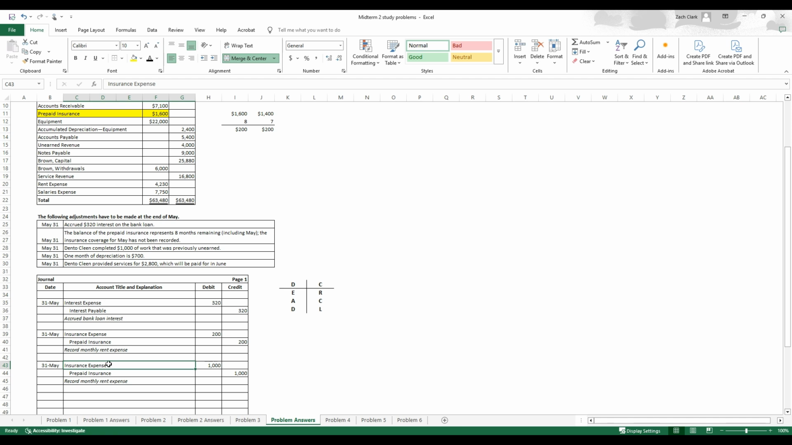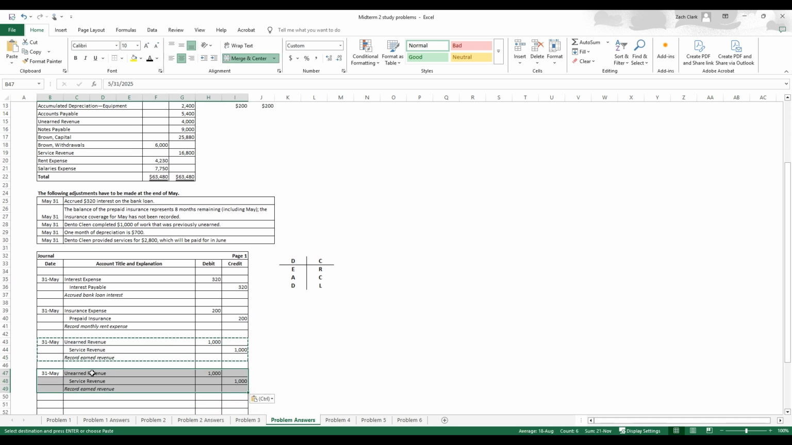And so we're going to have 1,000, and we're going to debit our unearned revenue. Remember, it's a liability, and so debiting that liability will decrease it. And then that portion changes from a liability to revenue. We already got the cash, but it was a liability up until this point, at which we have now recorded a portion of that initial $4,000 as revenue. And we'll say record earned revenue. So over time, the unearned revenue becomes earned, essentially, and in saying that, it becomes service revenue.